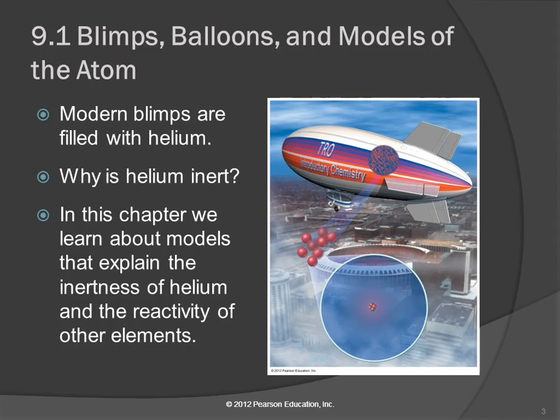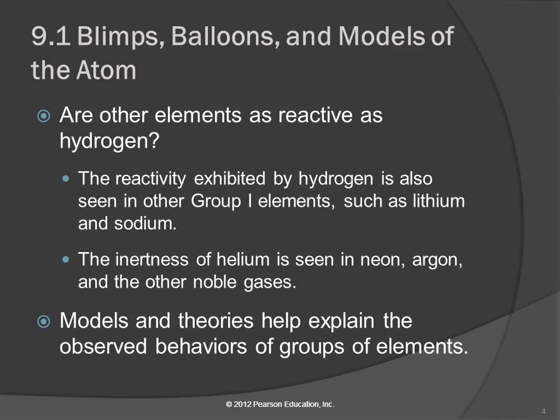We're going to look at a couple of models of the atom that will help to explain the inertness of helium, the reactivity of other elements like hydrogen. And it's also going to help us to understand some of the behaviors that form patterns in the periodic table. We see these patterns especially in the groups.